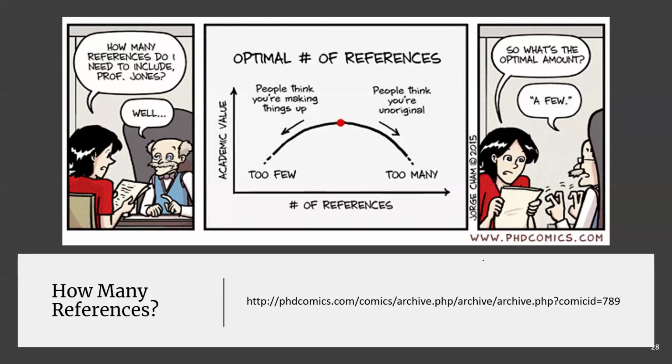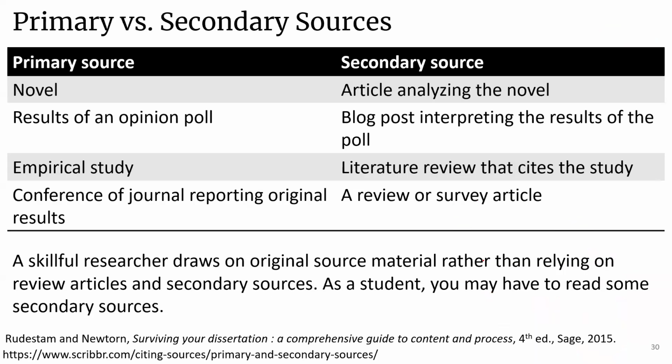So there's no such thing as an optimal number of references. Depending on your field, depending on the number of papers that papers in your field cite, you can get a notion of the number of papers that you should cite in your paper. Okay, so these keywords.